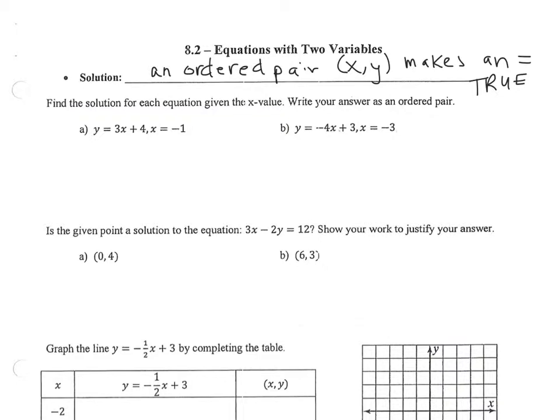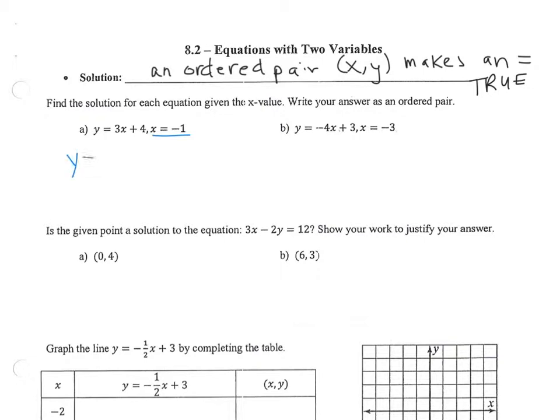Okay, so first one reads, find the solution for each equation given the x value. Write your answer as an ordered pair. So if x is -1, what is y? That's what it's asking us.